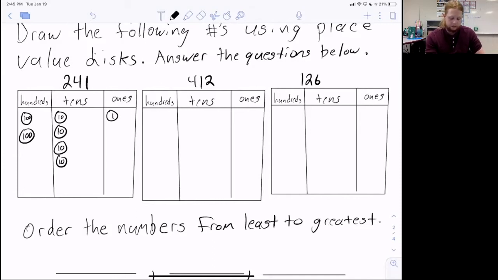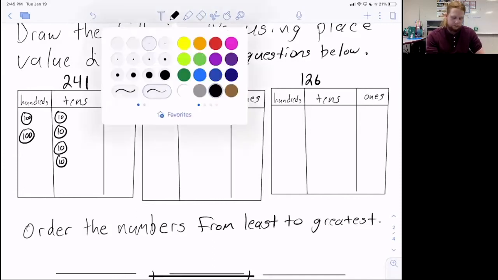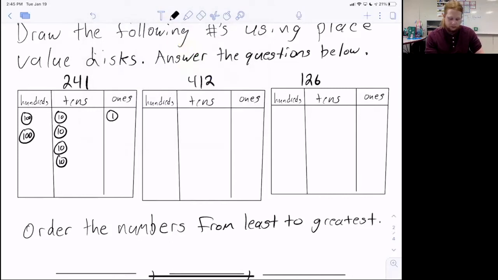All right, 412. How many ones are there? There are 2. How many tens are there? There is 1. How many hundreds are there? There are 4. 1, 2, 3, 4.